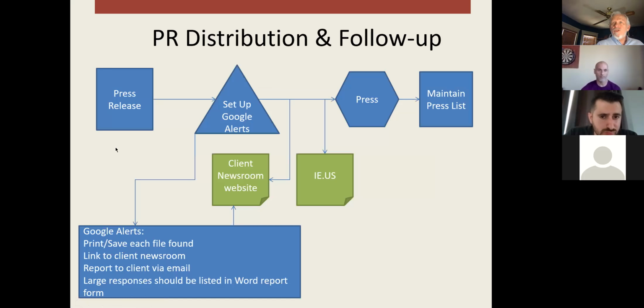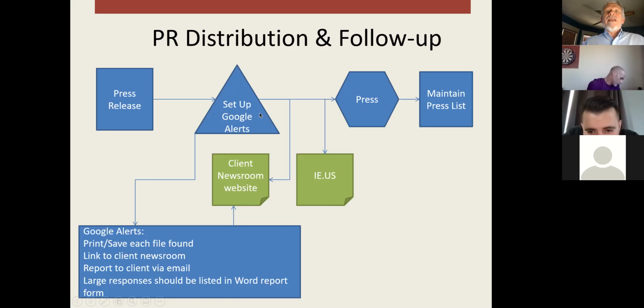PR and distribution and follow-up. PR is a really effective tool that can interface, as you know, with marketing in a variety of ways. It is marketing as far as I'm concerned, but basically you can set up Google alerts that will tell you when a certain subject comes up, and then that can trigger your responses.